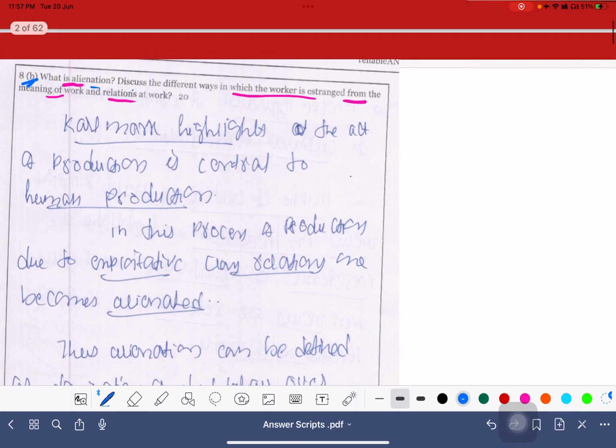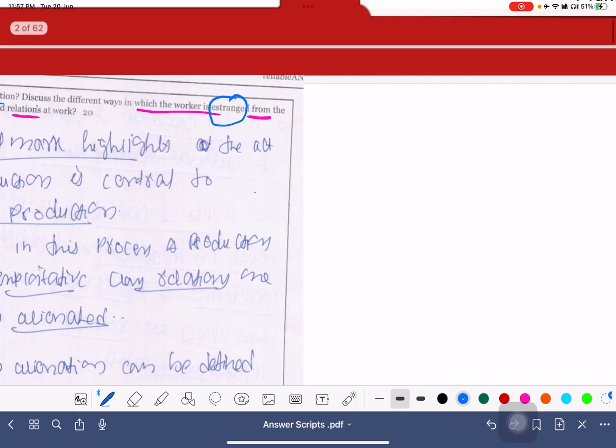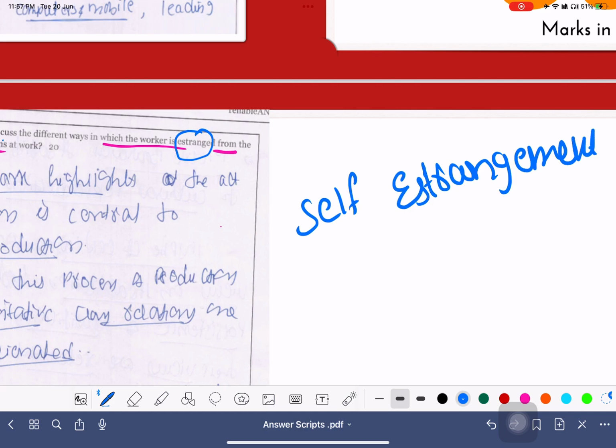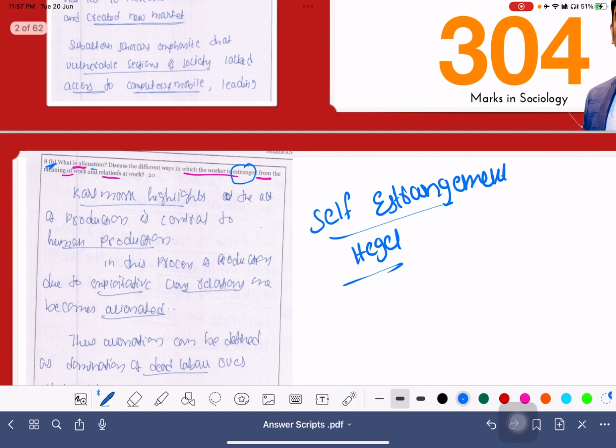Instead of starting with Karl Marx, in fact, here they use the word estranged. I feel I would have started the idea of alienation from the concept of self-estrangement given by Hegel, tracing the origin, since the question talks about estrangement. The idea of self-estrangement was given by Hegel. Later, the concept was popularized by Karl Marx by applying it to capitalist societies. I feel tracing the origin of the concept would be one of the best ways of introducing it.